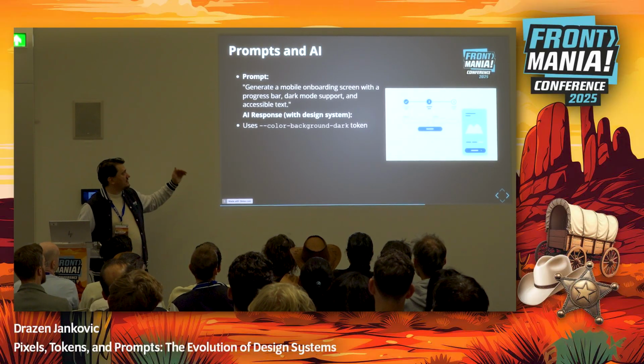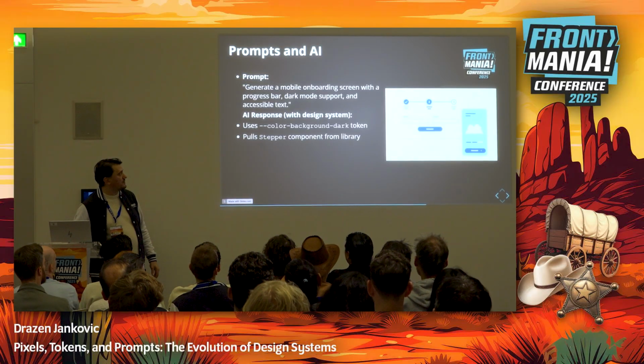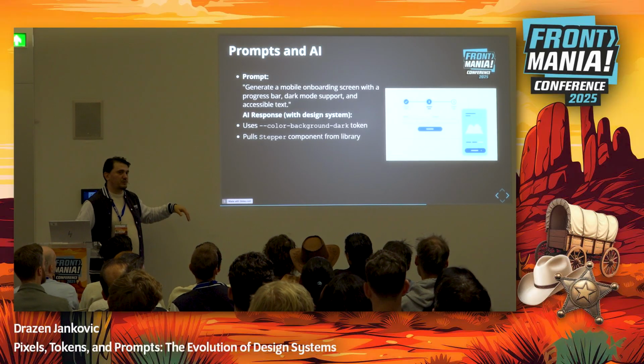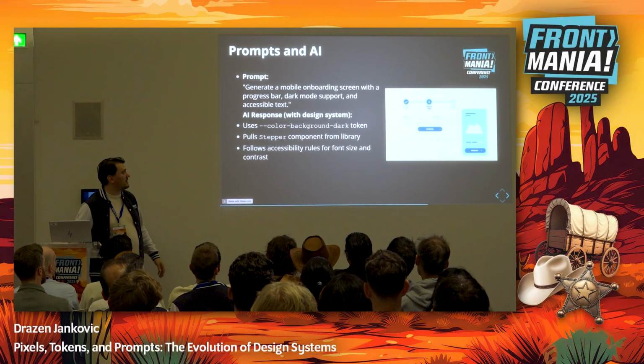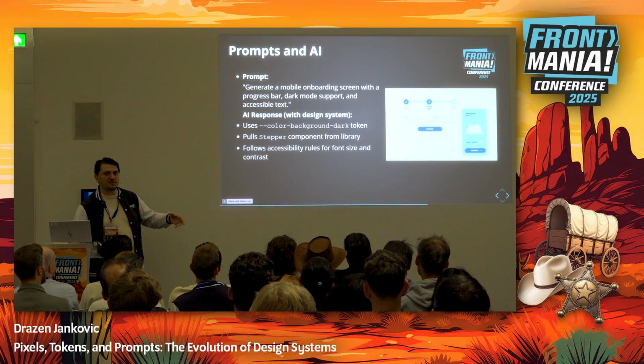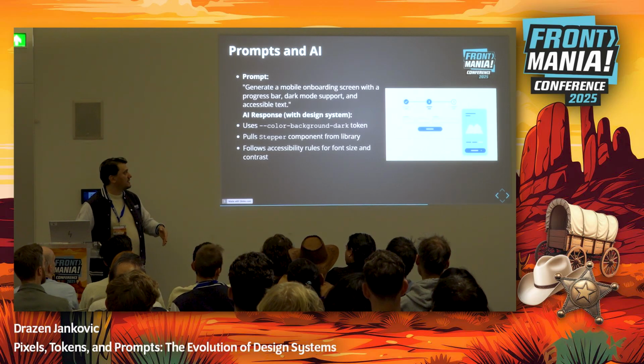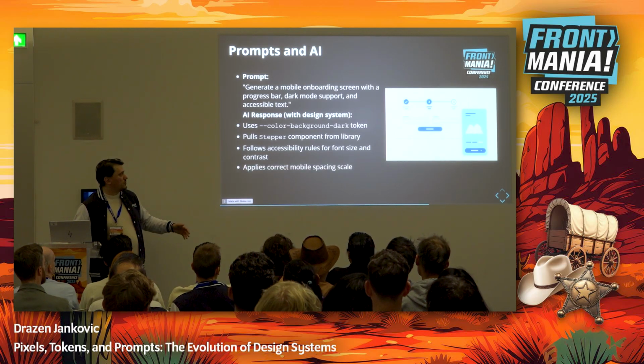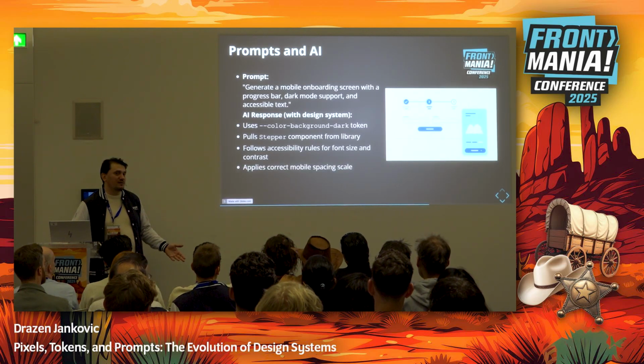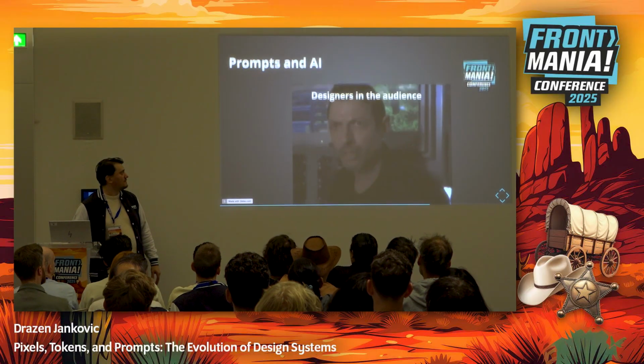You hope that it will at least use your tokens for a color background token, that it will pull the stepper from your component library to create the stepper, and that it will follow any other accessibility rules or sizing rules like spacing, scaling, and so on. And that it will apply everything also for mobile, because we asked for a mobile size.